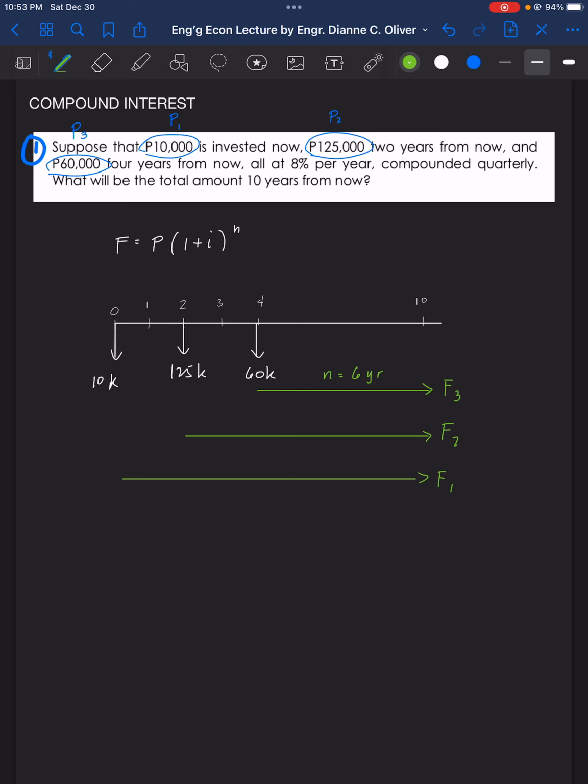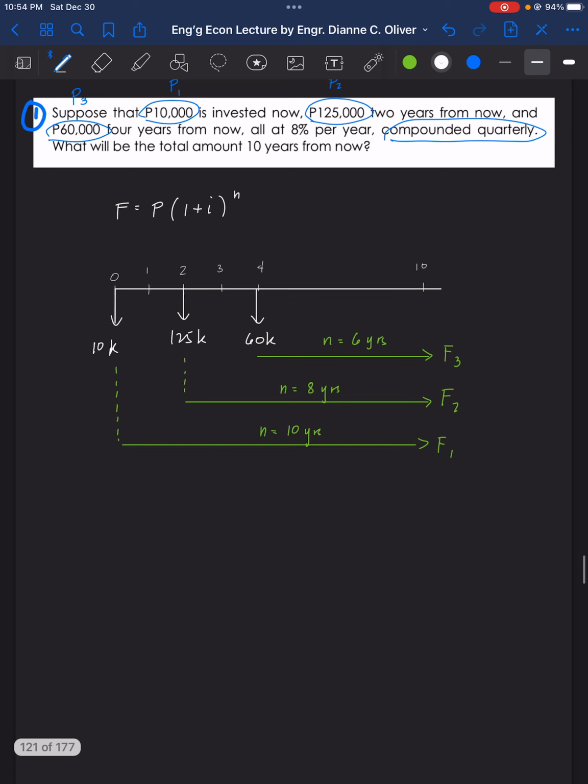And for the 125K, the number of n here is 10 minus 2, that will be 8 years. Then we have the 10,000 pesos. The number of years here is 10 years. Then this is compounded quarterly. So we can now solve here for the future total.